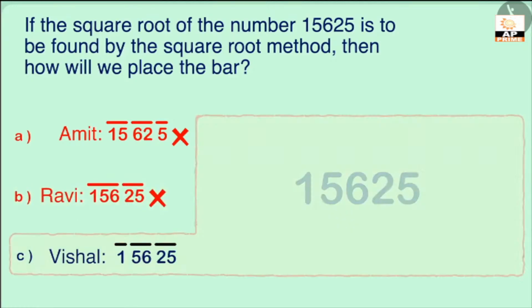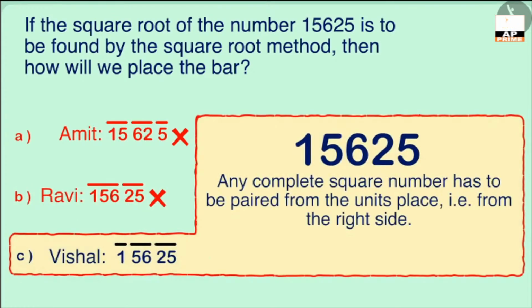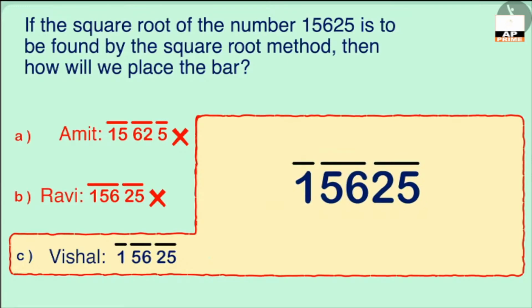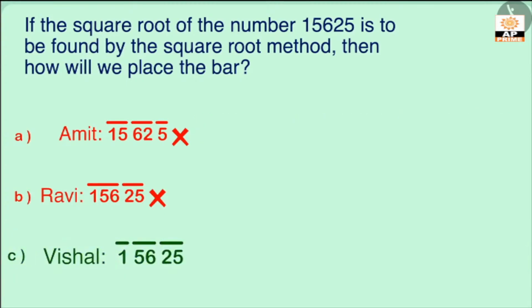The correct method is that while pairing the digits in the square root of any perfect square number, we have to place the bar by pairing from the units place, that is from the right side. Because the number of digits here is odd, there is only one number below the leftmost bar. Hence, option C of Vishal is correct.